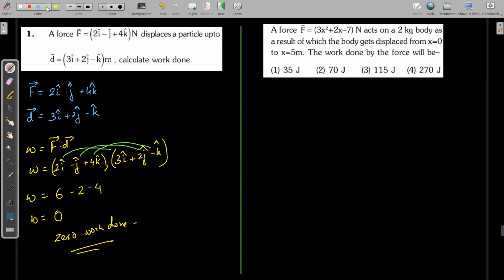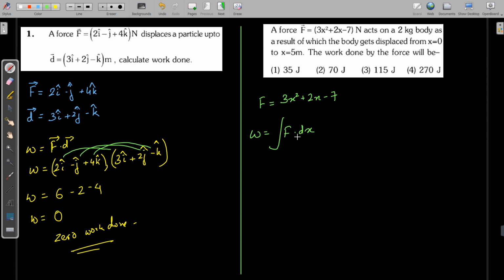What if the question gives you something like this? What is the question given? F is equal to 3x square plus 2x minus 7 acts on a 2 kg body, as a result of which the body gets displaced from x equal to 0 to x equal to 5 meter. The work done will be how much? For this type of numericals, work done is equal to the integration of F dot dx.